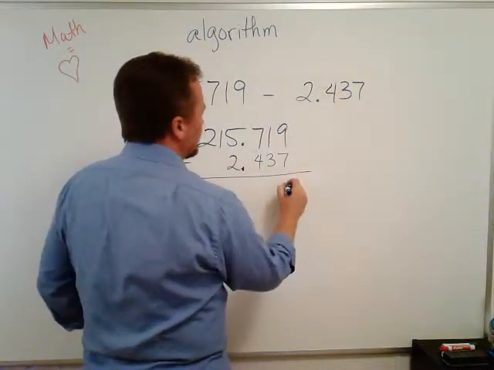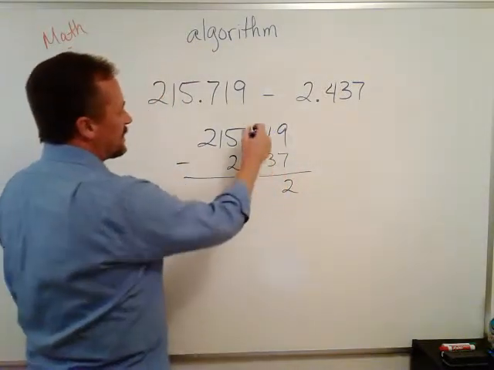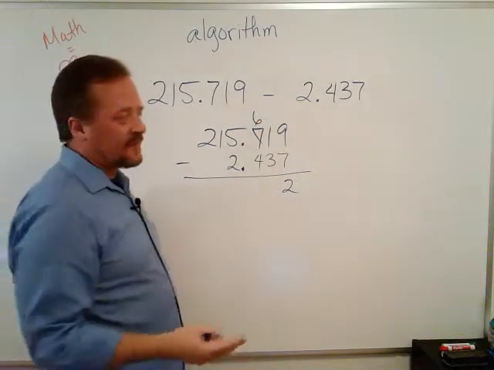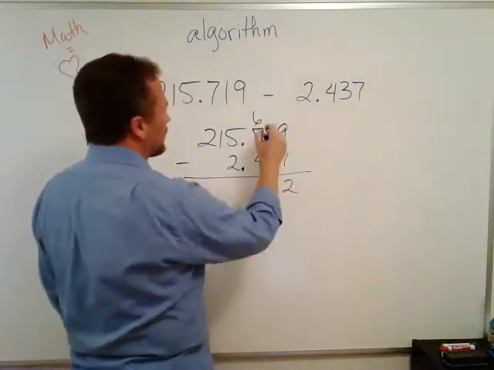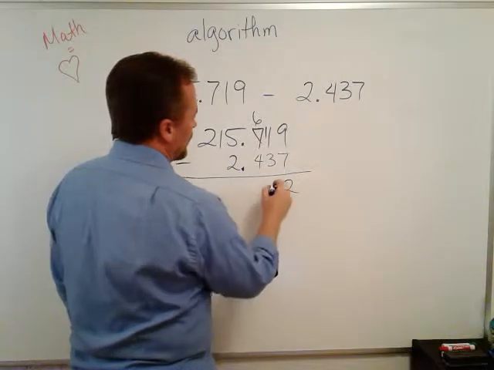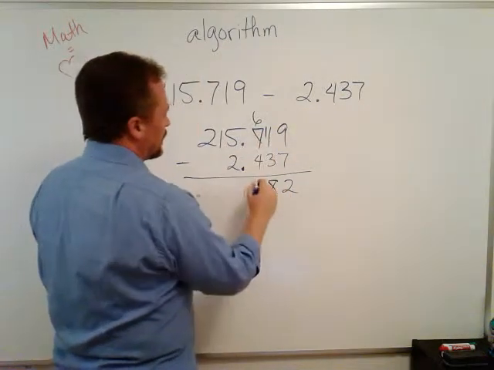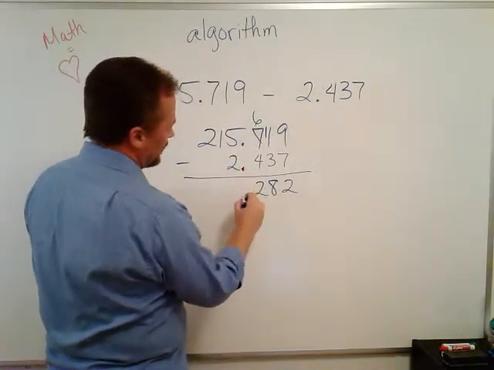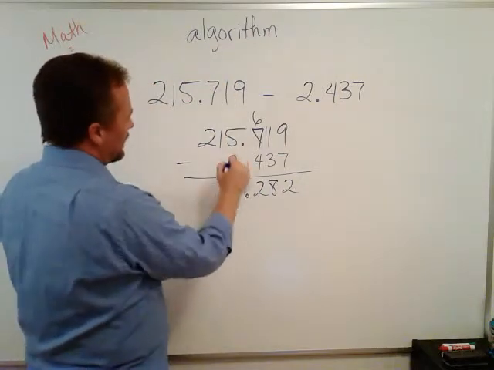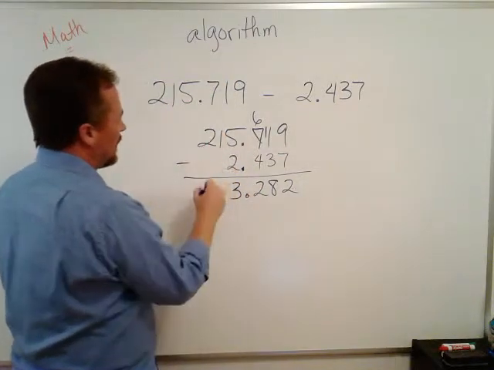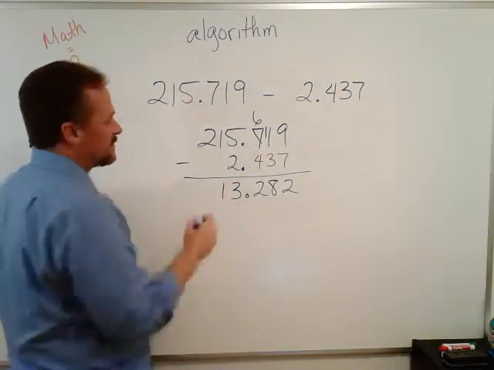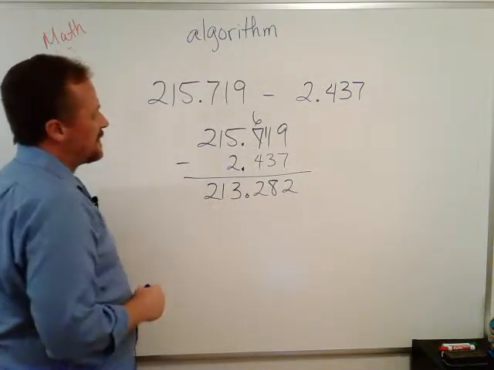9 minus 7 is 2. I can't take 3 from 1, so let's borrow 1 from the tenths place and give it to the hundredths place. 11 minus 3 is 8. 6 minus 4 is 2. Bring down that decimal in a nice straight line. 5 minus 2 is 3. And then 1 is by itself, and so is 2, so we just bring those down.